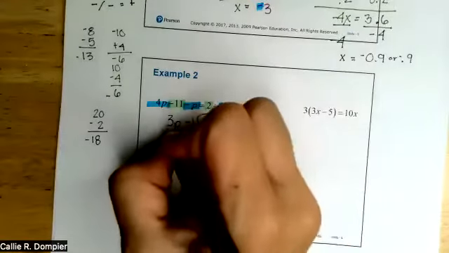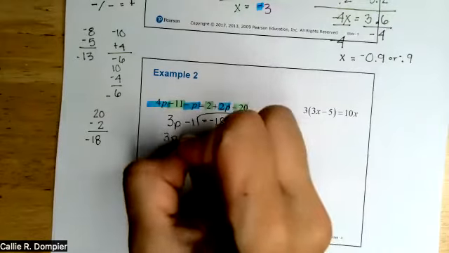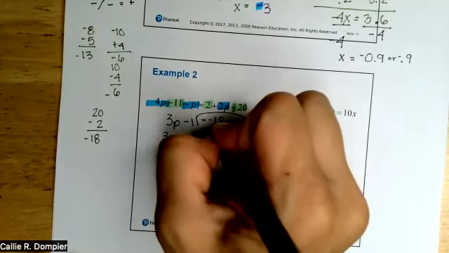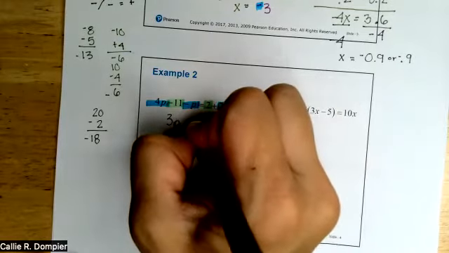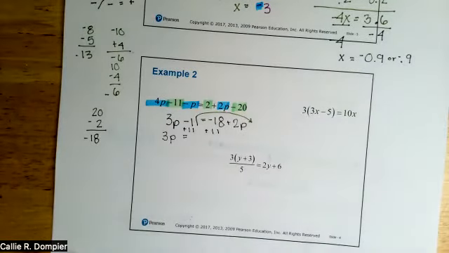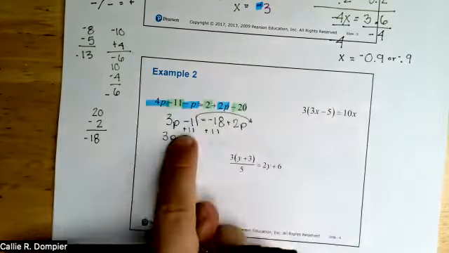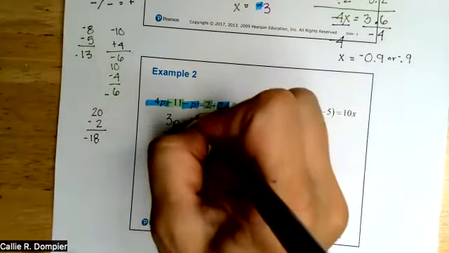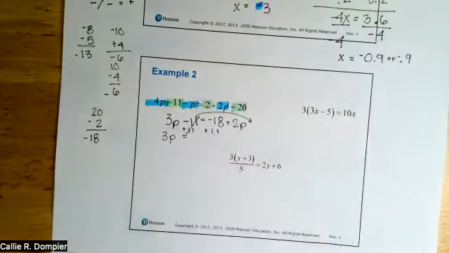Now I have 3p equals negative 18, sorry, plus 11. I didn't really finish that thought. Adding 11 because we were subtracting 11, so the opposite of subtracting is adding.